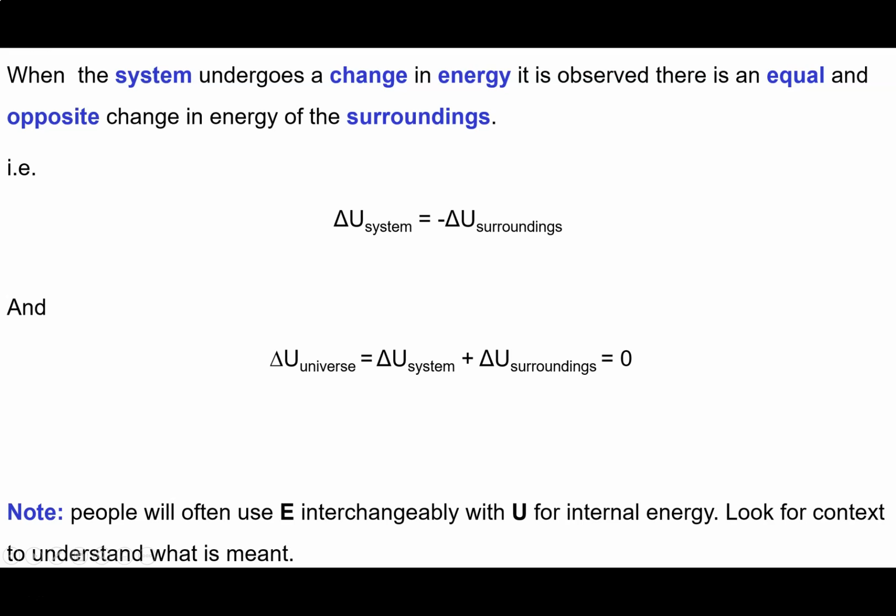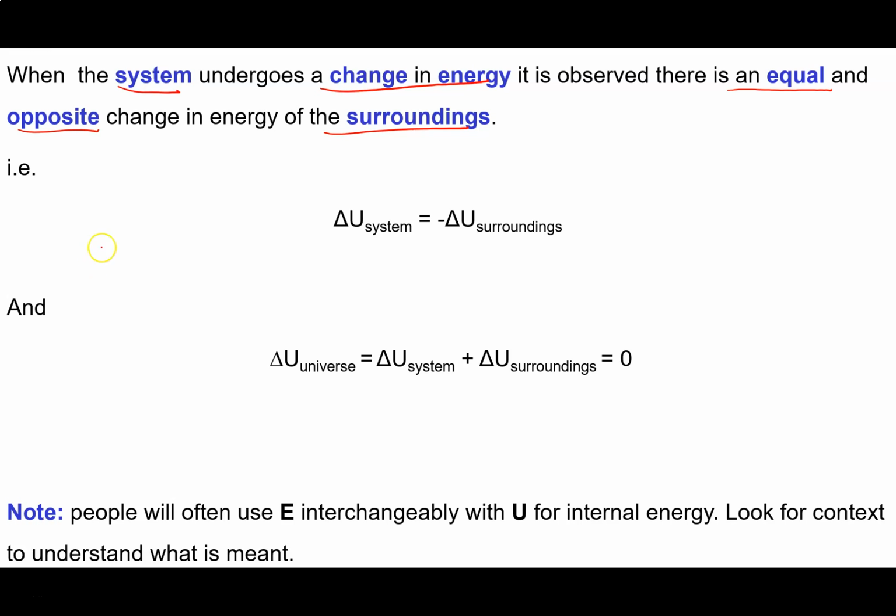What I'm summarizing here is also important. When a system undergoes a change in energy, there is an equal and opposite change in energy in the surroundings. So what do I mean by this? What I mean is that whatever energy is lost by the system will be gained by the surroundings, and whatever energy is gained by the system will be lost by the surroundings.